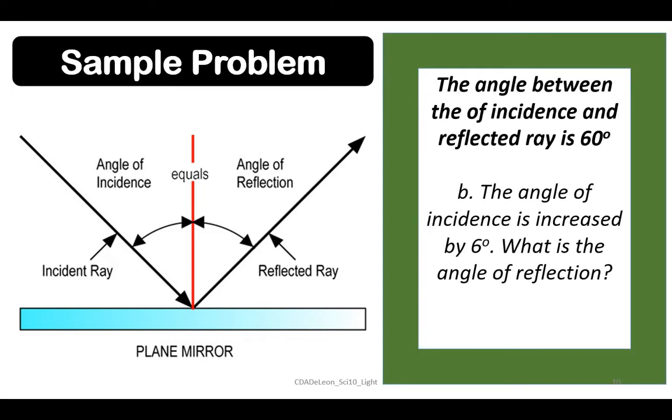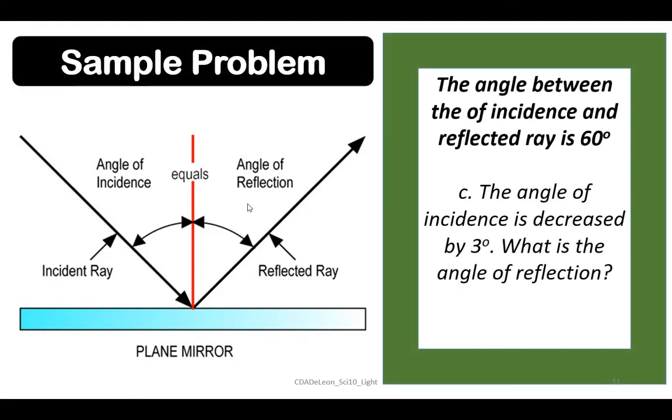Now, for this question, the angle of incidence is increased by 6 degrees. What is the angle of reflection? So, the angle of incidence here is 30 degrees. We just increase the value here by 6 degrees. So, it makes the angle of incidence 36 degrees. So, what is the angle of reflection? Same, 36 degrees.